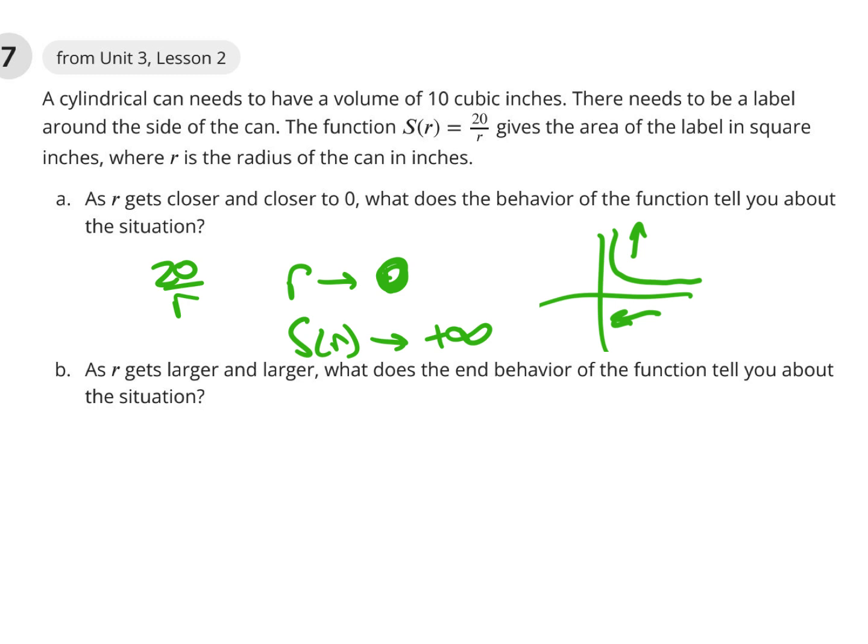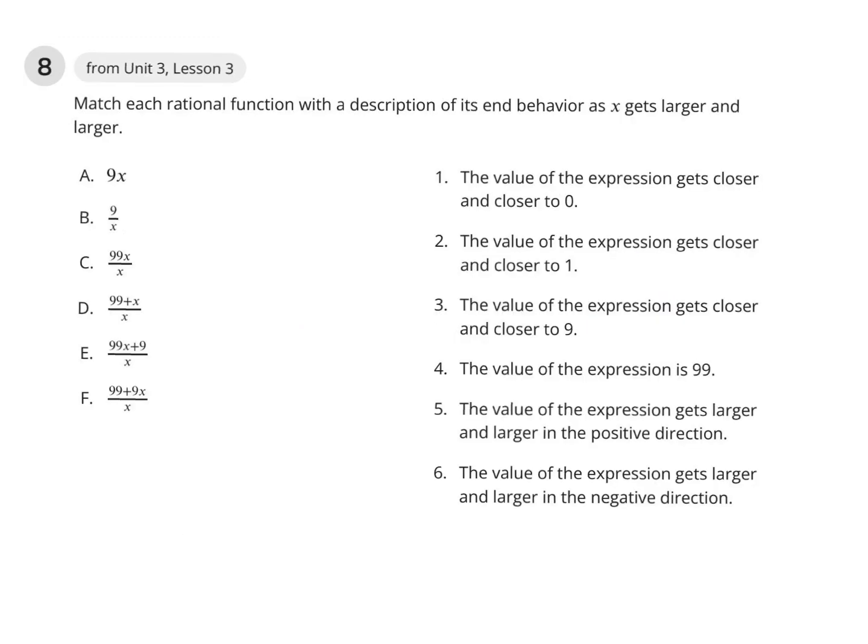Now let's do the next one in a different color. So as r goes to positive infinity, s of r goes to 0. So as r goes that way, s of r comes down to 0. And this is the definition of an asymptote: a line that a graph approaches but never touches. Okay, I think we can solve most of these on the same page.